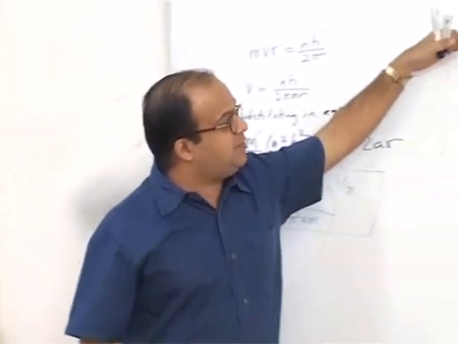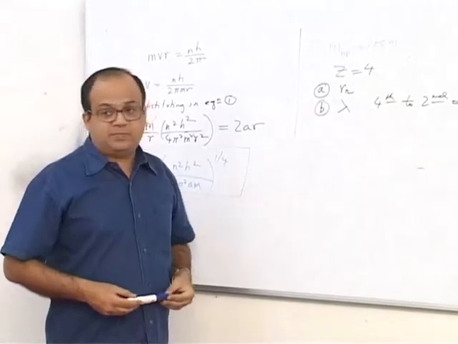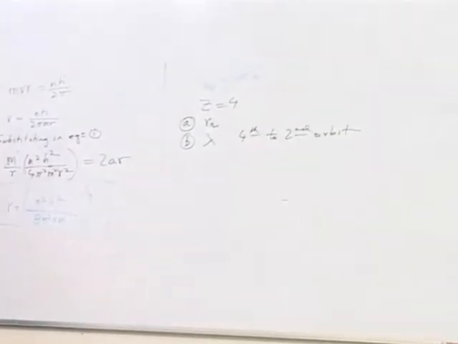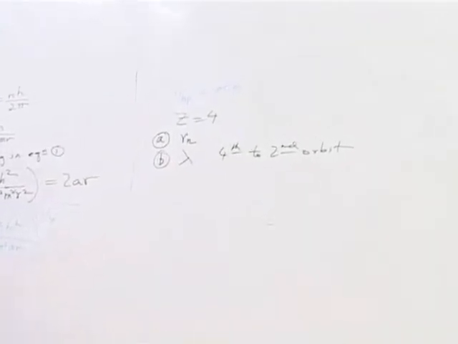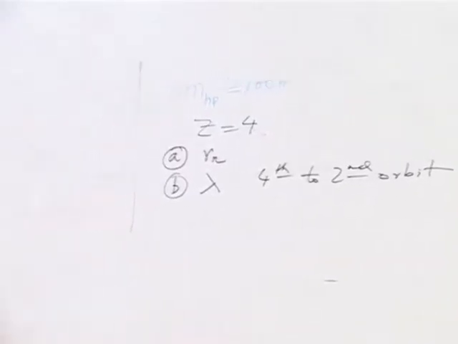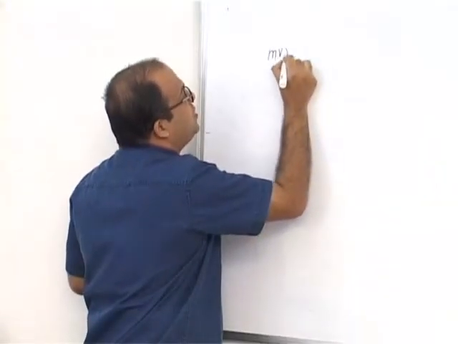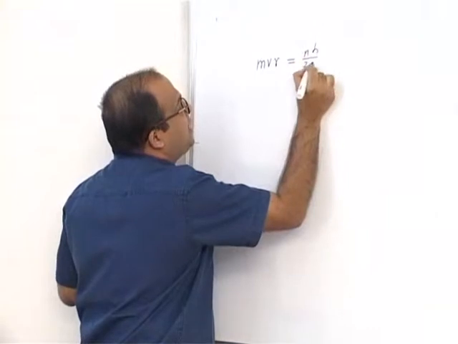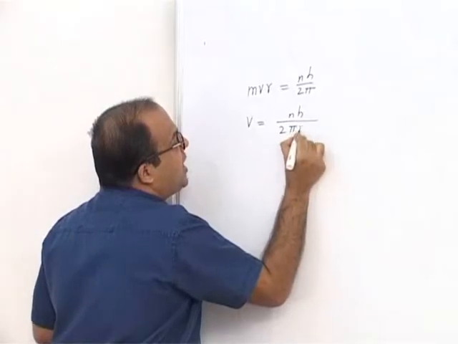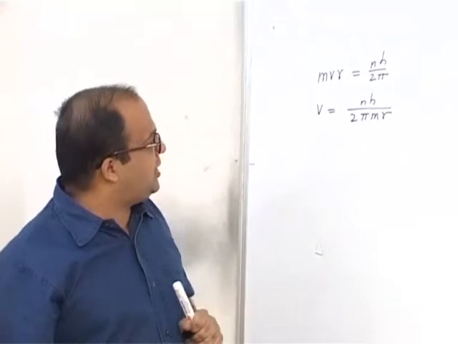So mass of this hypothetical particle is 100 times the mass of the electron. The atomic number is 4 because the nucleus is having a charge of plus 4e. We have to find Rn. So first thing we know is Bohr model is valid. So mvr will be equal to nh upon 2 pi. So velocity again will be equal to nh upon 2 pi mr. This m is the mass of the hypothetical particle.